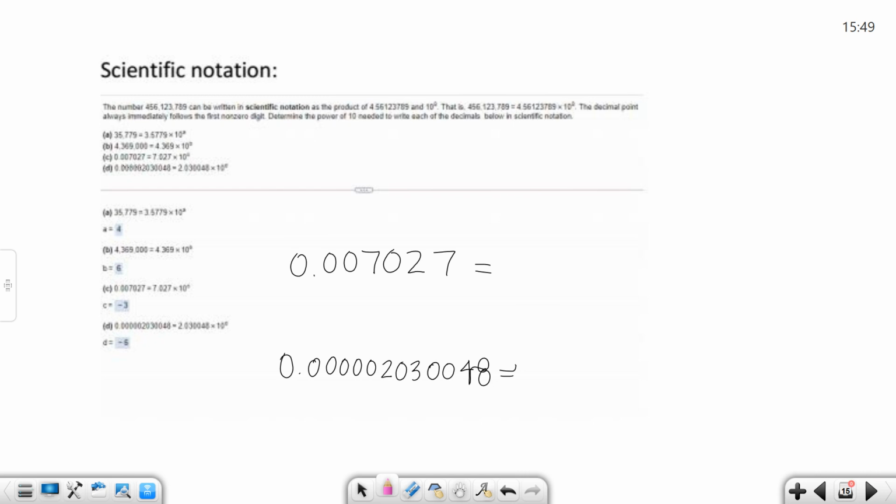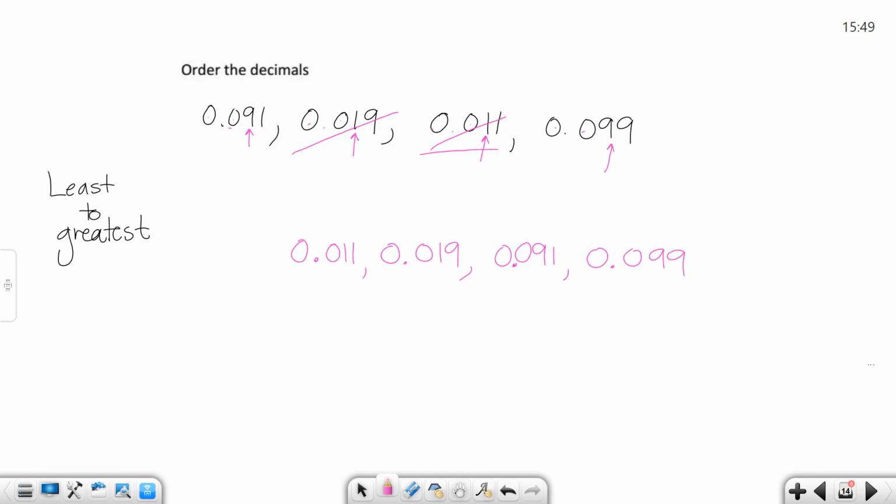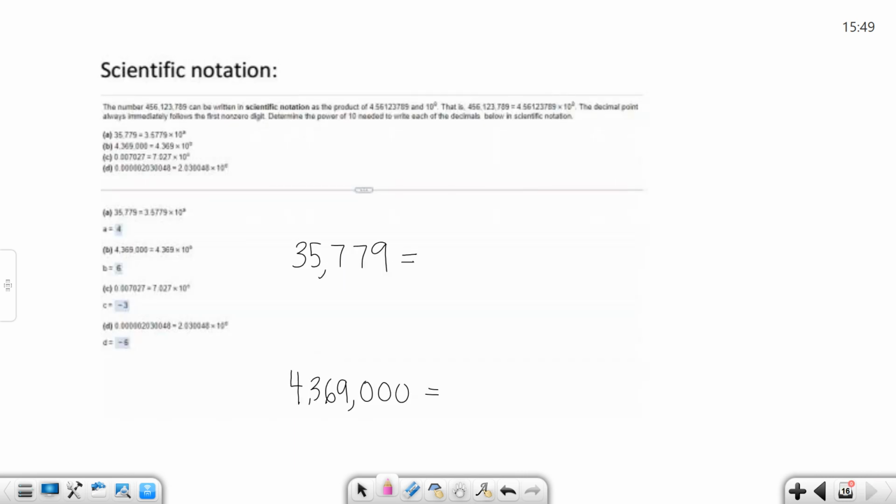In other words, for this first one, I think I skipped over too far. I want to start with this one. If I put this, looking at this one, if I put it behind the first non-zero digit, I would put it right there. So my number is going to be 3.5779. In scientific notation, you want to pull it behind the first digit. So in this big number at the bottom, I'm going to put it right there. So it's going to be 4.369. You don't have to put the rest of the zeros?